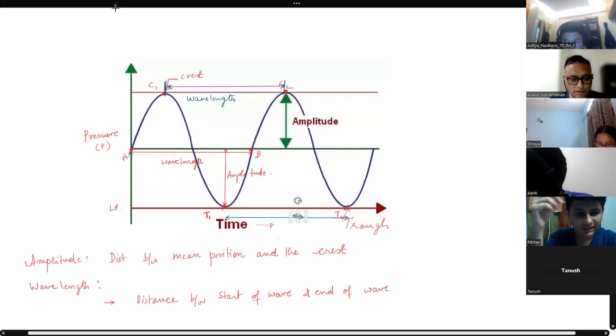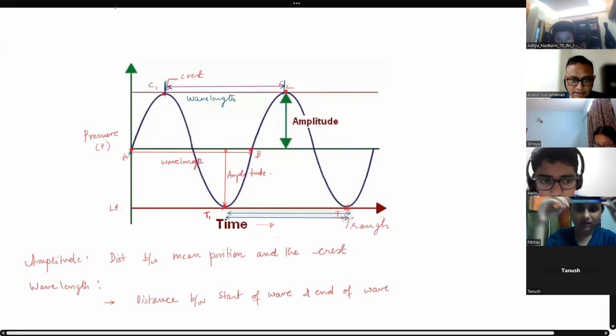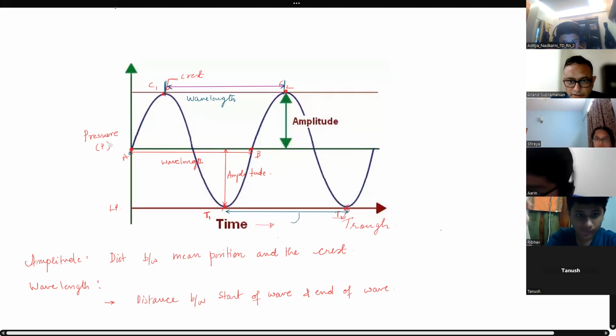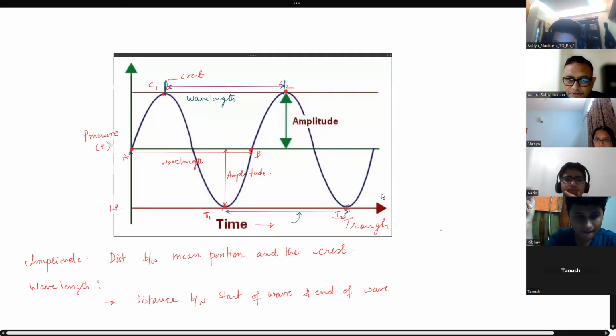Sir, formula wise, V is equal to F lambda, all that. So this one, the trough to trough. Okay, I heard Aditya saying trough. Between the two troughs also is called the wavelength.